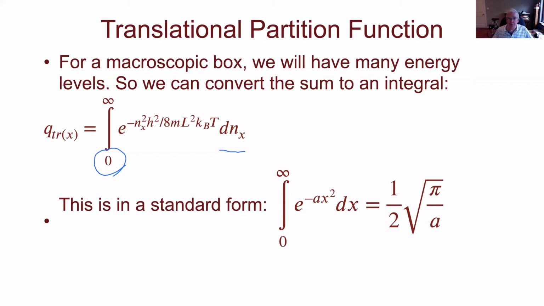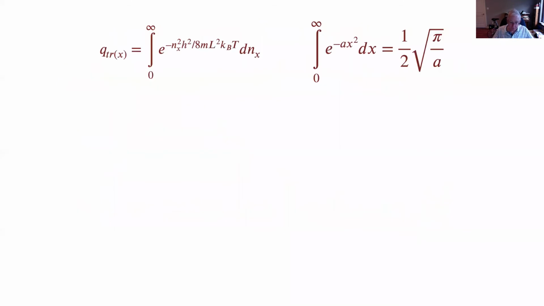There is a standard form for this integral, which says if I can write the integral this way, I get this nice simple result. In our case here, the n squared piece, this first one here, that's my x squared. So everything else that's after that in that exponent is going to be a. And that's what's going to let me evaluate my integral. So let's do that. Let's first just write down what a is. a is equal to everything up there except for the n squared. So that's h squared on the top, and it's 8mL squared k_B and T all on the bottom.